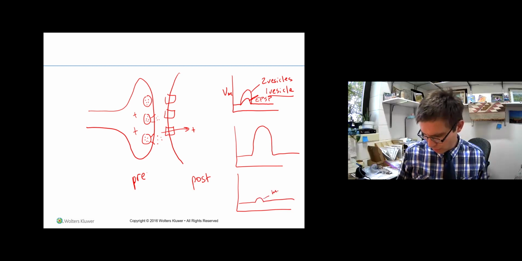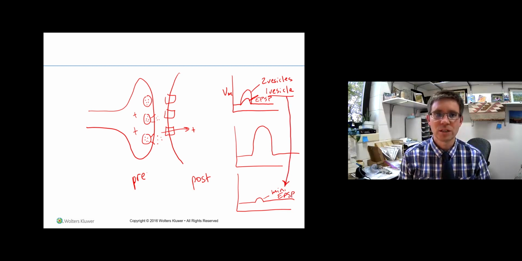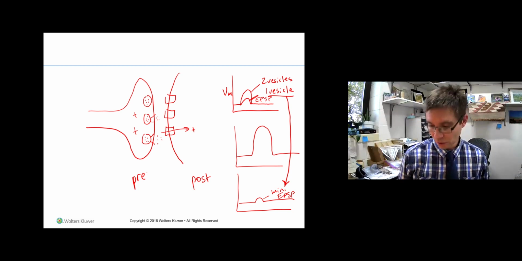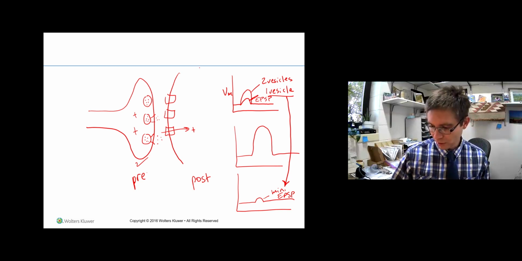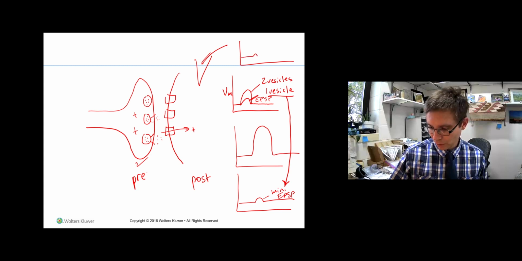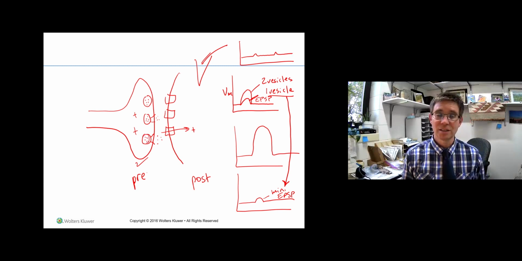These guys are called mini EPSPs. A mini EPSP is when one vesicle releases its contents. The presynaptic neurons will often just spontaneously release a vesicle. And so if you just sit there and measure the postsynaptic membrane potential, every once in a while you'll see a little blip in the membrane potential. And that's because one of these vesicles just accidentally released its neurotransmitter.